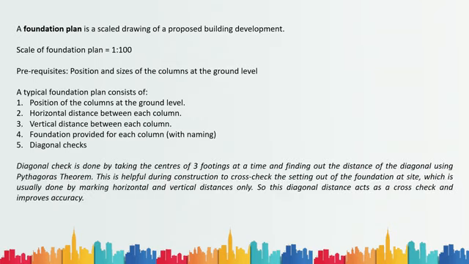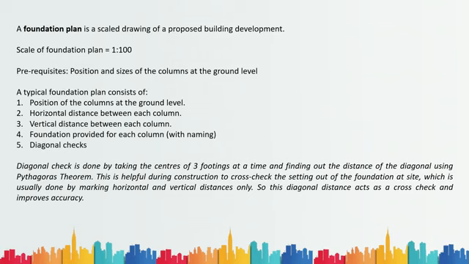Now, diagonal check is usually done by taking three footings at a time. So when you have three footings at a time, you already know the horizontal and vertical distance between them, and three footings at a time will obviously form a triangle. So you can find the distance of the diagonal of the two footings. So how do you find the diagonal? You find it out by using the Pythagoras theorem, that is hypotenuse square equals base square plus perpendicular square.